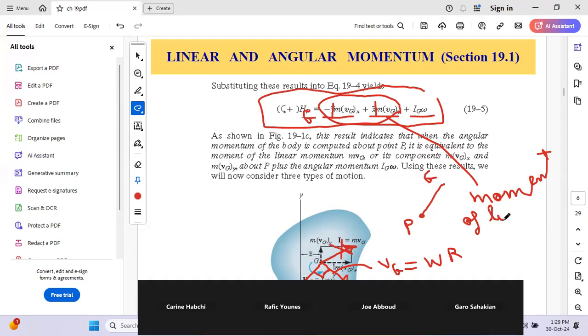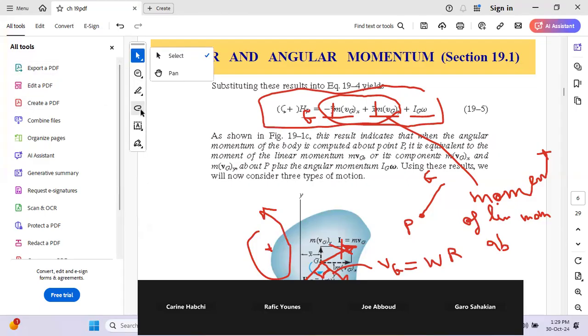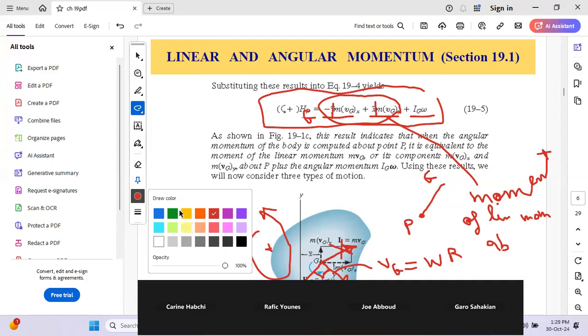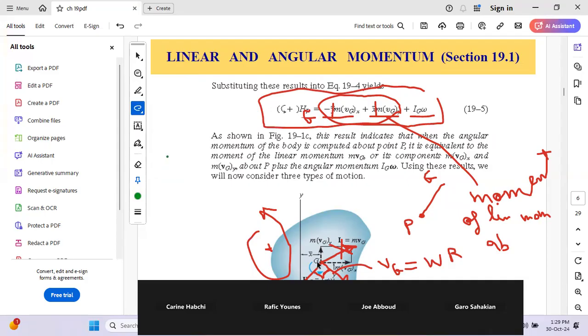To understand this better, look at the figure. What is my linear momentum? It's the vector m VG, and I will divide it into two components, m VGx and m VGy. If you consider the counterclockwise direction as positive, we have this vector. If you want to consider the moment of linear momentum, you decompose it into two components, m VGx and m VGy.